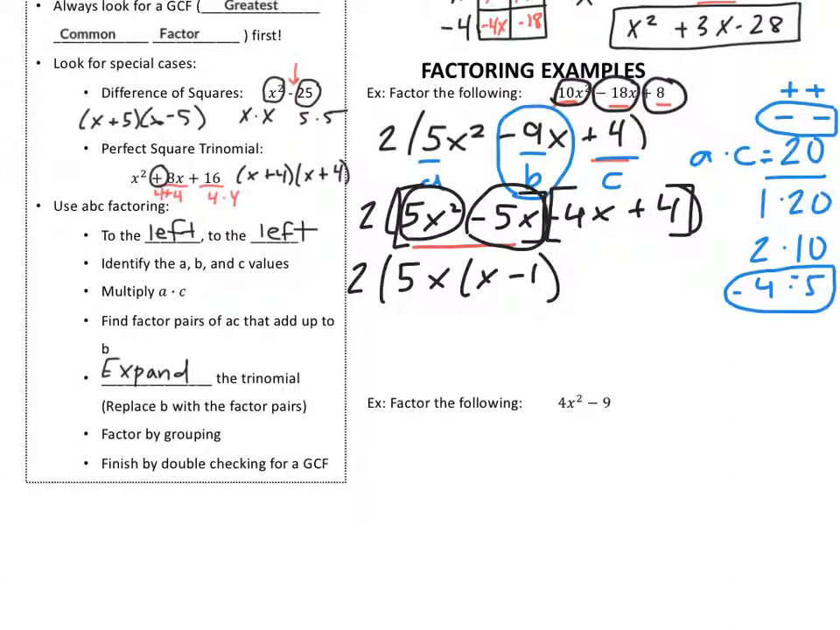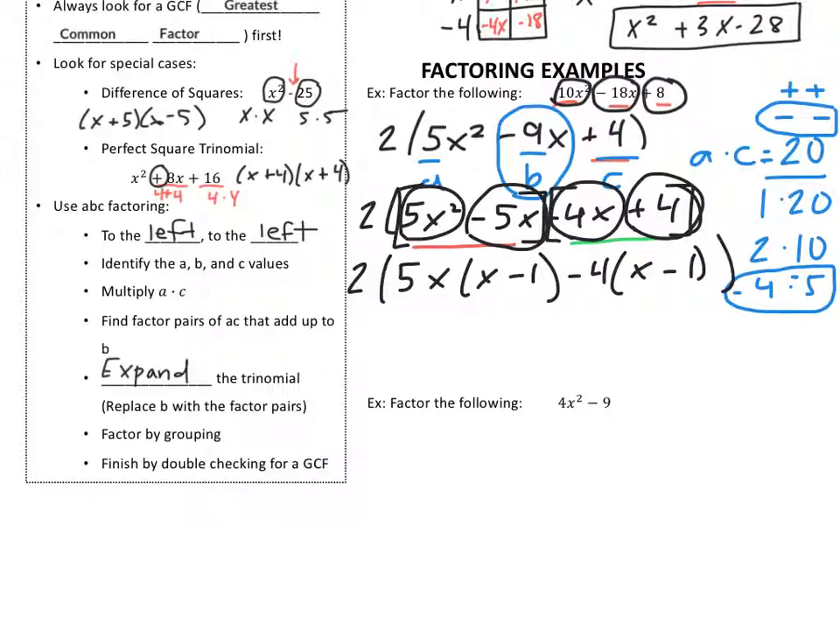Now you're going to look at this binomial. We're looking for our GCF there. It's going to be a negative 4. When you do negative 4x divided by negative 4, you just get x. And when you have a positive 4 divided by negative 4, you get negative 1.